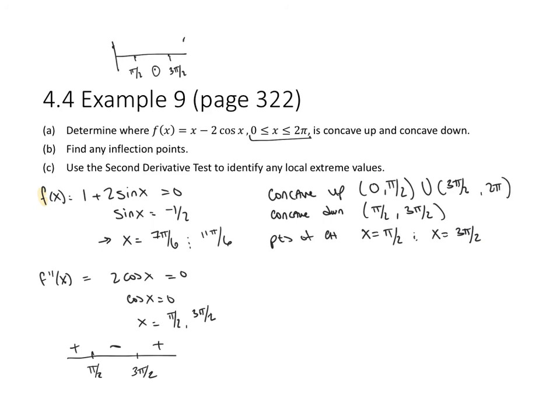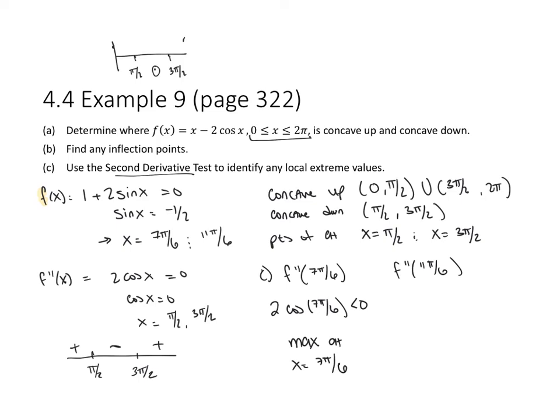And it wants us to use the second derivative test to find our local extrema. So to do that, we're going to do the second derivative of 7 pi over 6 and the second derivative of 11 pi over 6. That's the reason that I found those in the beginning and then left them alone, because I need to test my critical numbers. So 2 times the cosine of 7 pi over 6. The cosine of 7 pi over 6 is negative root 3 over 2, and 2 times negative root 3 over 2 is going to be negative. So that means we have a maximum at x equals 7 pi over 6.